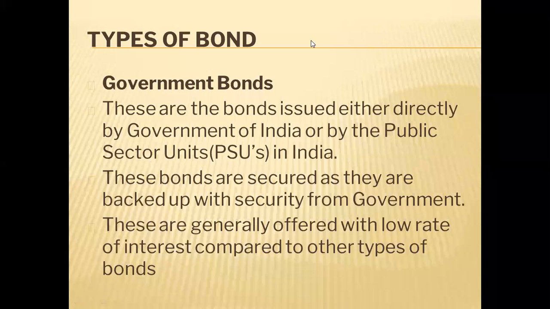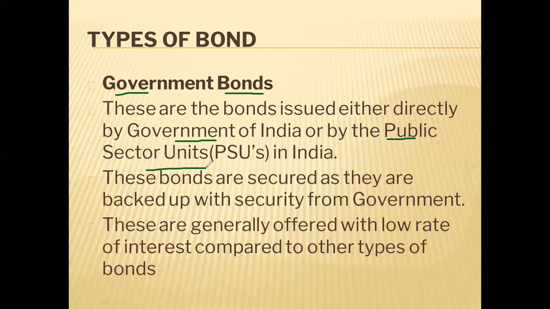Let us discuss types of bonds. First type is government bonds. Very simple. Government bonds means those bonds which are issued by the Government of India or public sector units. Public sector units means those companies which are owned by the Government of India, like ONGC. It is a government company, popularly called a government company.